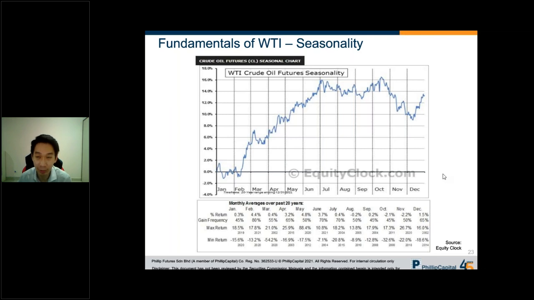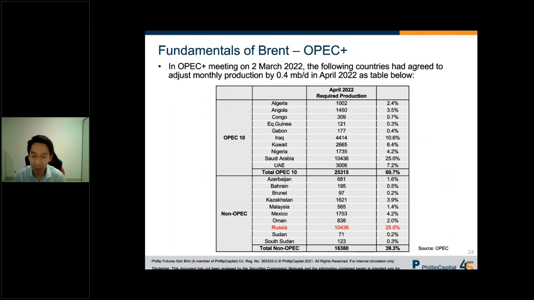There are some things you need to take note of whenever you are trading WTI crude oil. So far we have covered the fundamentals of WTI crude oil. WTI is a relatively easier crude oil product to trade because it is produced in the US and the main demand comes from the US. So there's only one country that governs the whole production and demand. Of course there's export to other countries as well, but the main demand for WTI crude oil is based in the US. So it's easier to do fundamental analysis for WTI crude oil.